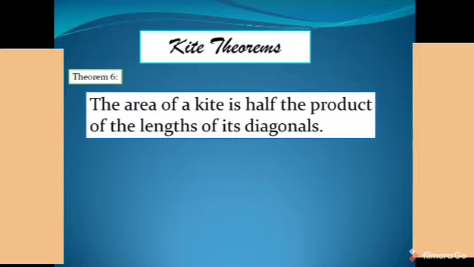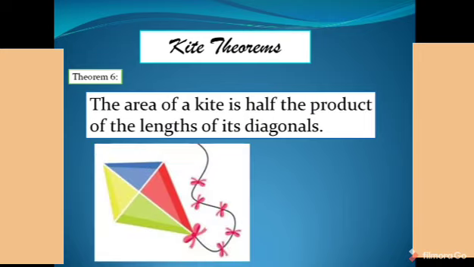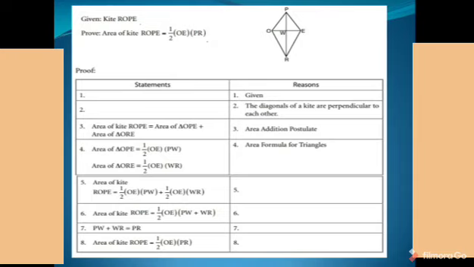But before that, we will have theorem number 6 that states that the area of a kite is half the product of the lengths of its diagonals. So here is our kite. We have diagonal 1, and that would be our diagonal 2. So from there, area would be the product of the lengths of its diagonals. We have diagonal 1 times diagonal 2 all over 2. So let's have that one in a problem later on.